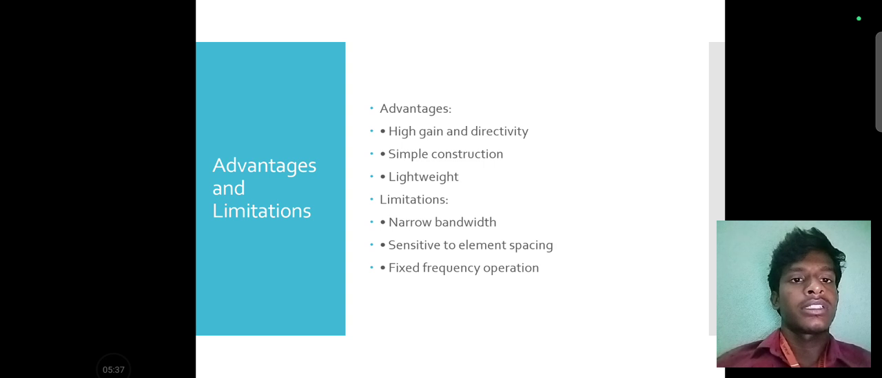Coming to the advantages and limitations. The advantages are high gain and directivity, simple construction, and light weight. The limitations or drawbacks are narrow bandwidth, sensitivity to element spacing, and fixed frequency operation. These are the advantages and limitations of the Yagi antenna.